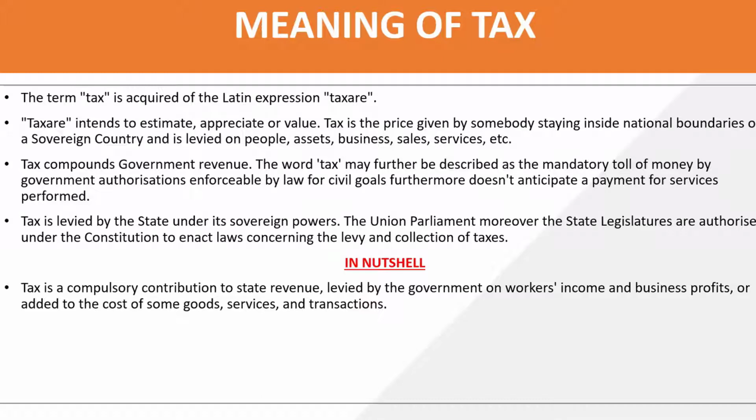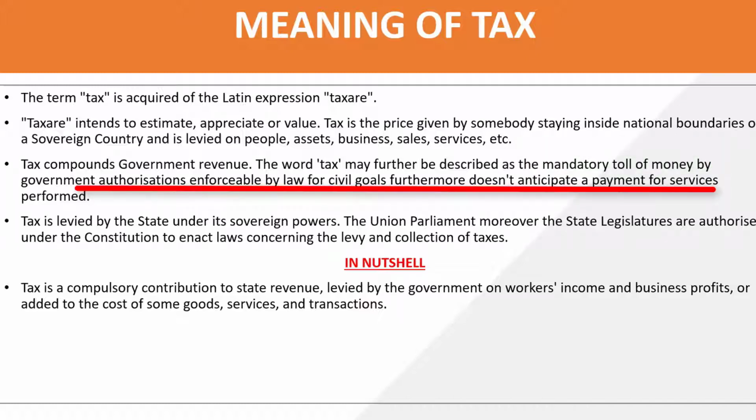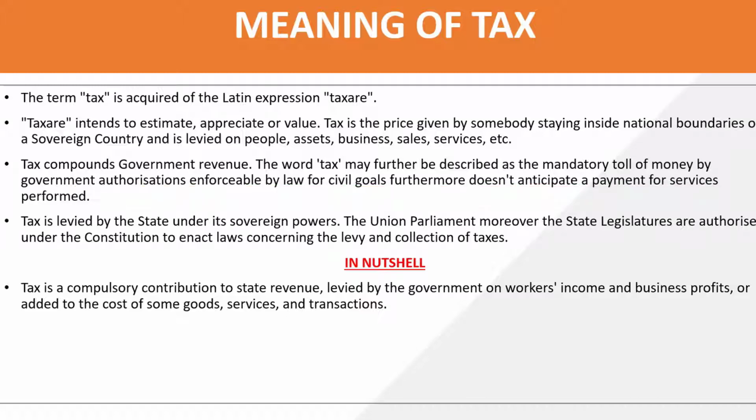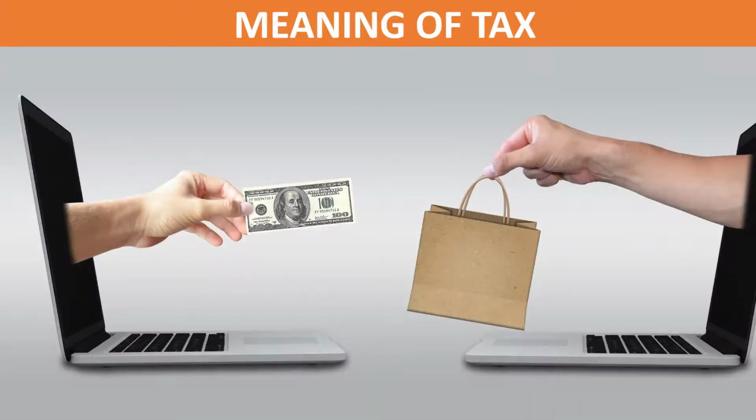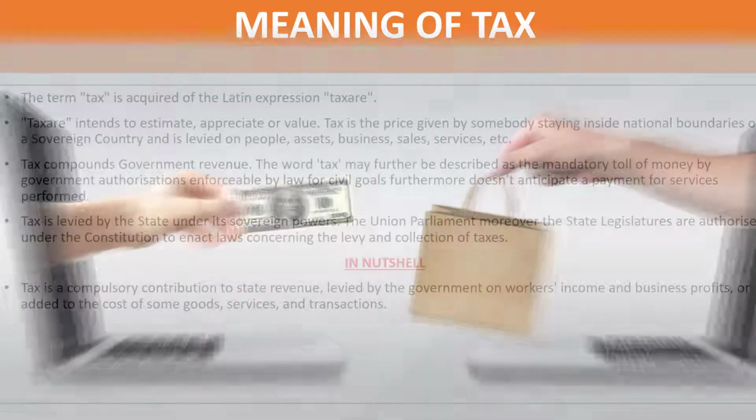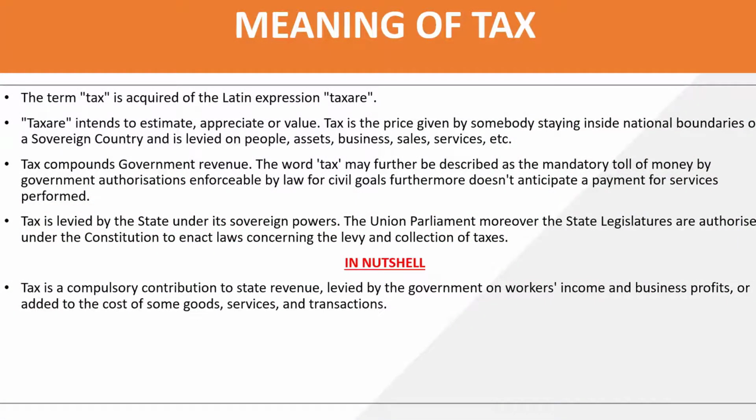Furthermore, tax can also be defined as a mandatory toll of money by government authorities, enforceable by law, and it does not anticipate a payment for a service performed. It means tax is nothing but a necessary fee of money imposed by the government on the people, and whatever amount the government collects through this fee is further used by the government to serve the public at large. Further, it is written that the state levies the tax under its sovereign powers. Both the central government and state government are authorized to frame laws concerning the levy and collection of taxes. So this is an introduction to what is tax.